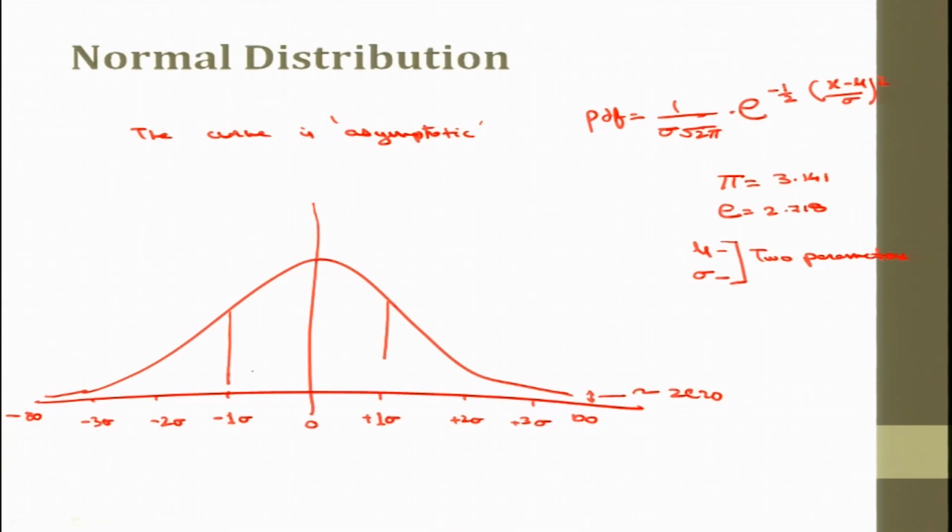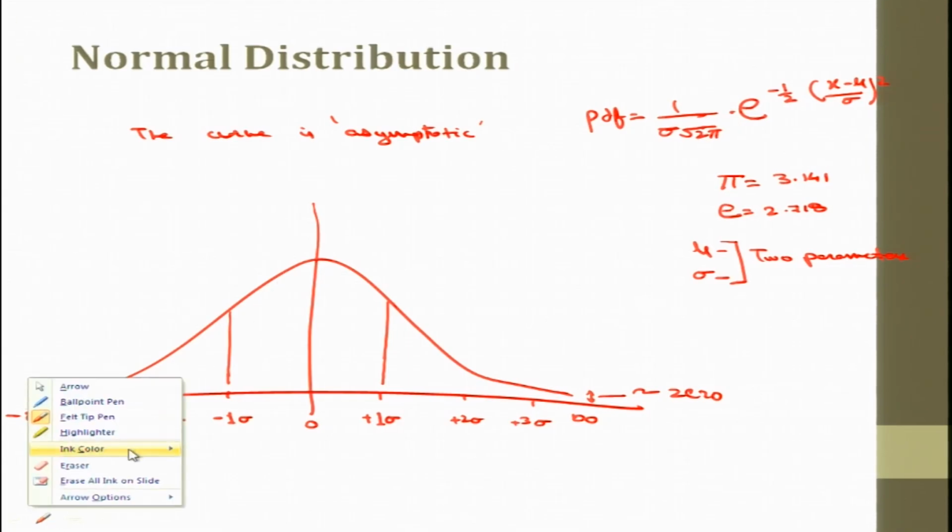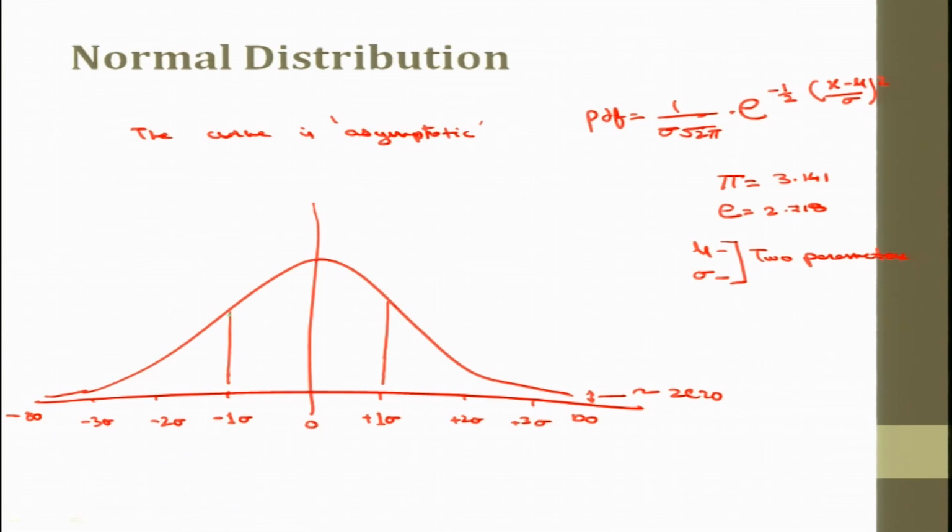Now, the area between minus 1 and plus 1 sigma is 68.2%. This area, this is 68.2%, or I can even say it is 34.1% here and 34.1% on this side. Okay, this area.